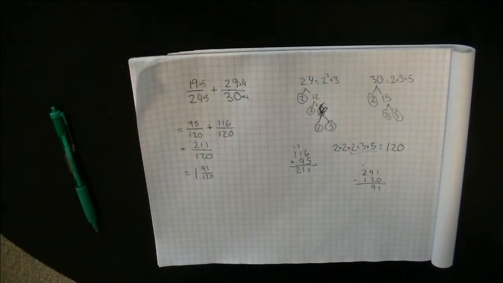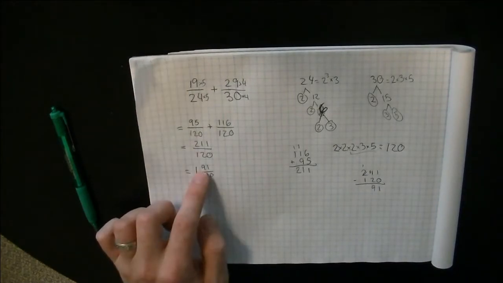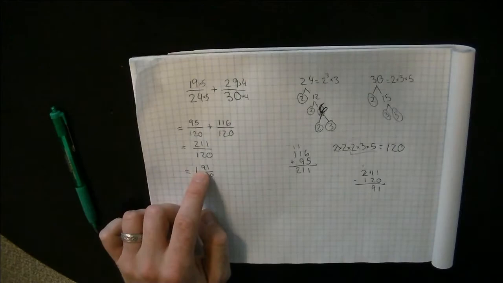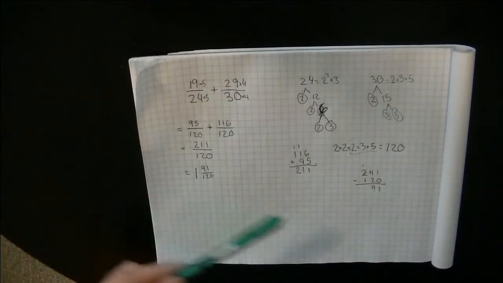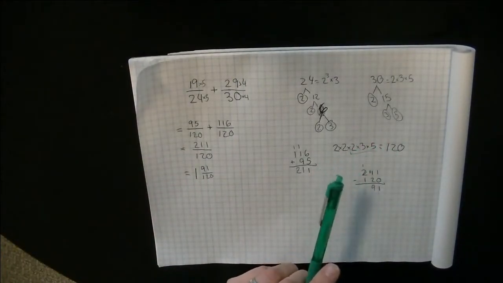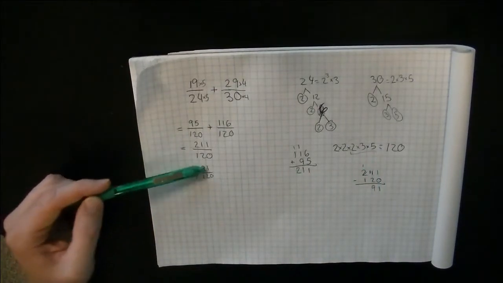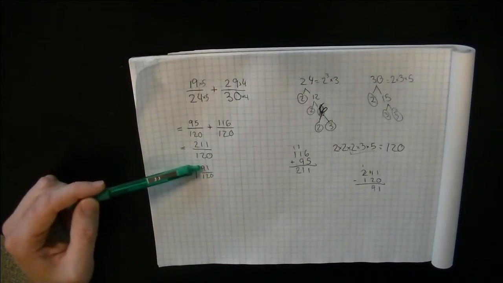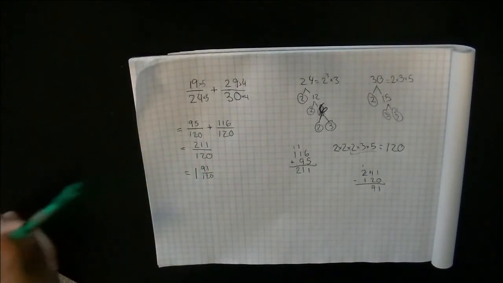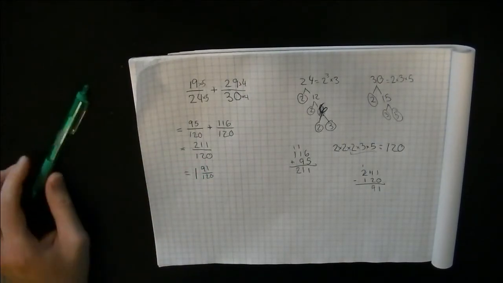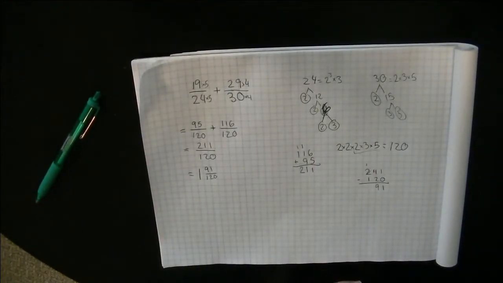120ths. Okay, and we check, is there any cancellations we can do here? 91 is, what goes into 90? I'm pretty sure 91 is prime. I know the prime factorization of 120. So the numbers that go into 120 are 2, 3, and 5. Does 2, 3, or 5 go into 91? Well, 2 doesn't because it's odd. 3 doesn't because if I add the digits, I don't get a multiple of 3. And 5 doesn't because it doesn't end in 0 or 5. So this is in lowest terms. So there we go. So we've added these two fractions.